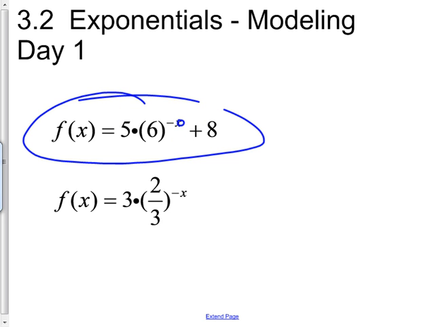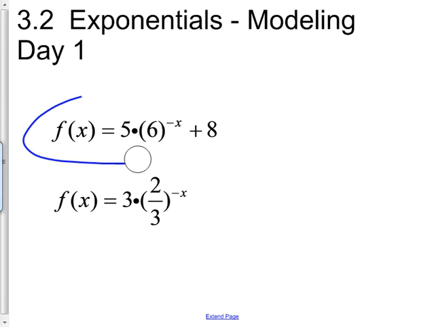What's negative 0? Well, it's just 0, right? So then what's 6 to the 0? That's just 1. So what's the answer? 5 plus 8, which is 13. So starting value is 13. Raise your hand if you get that. Okay, good.